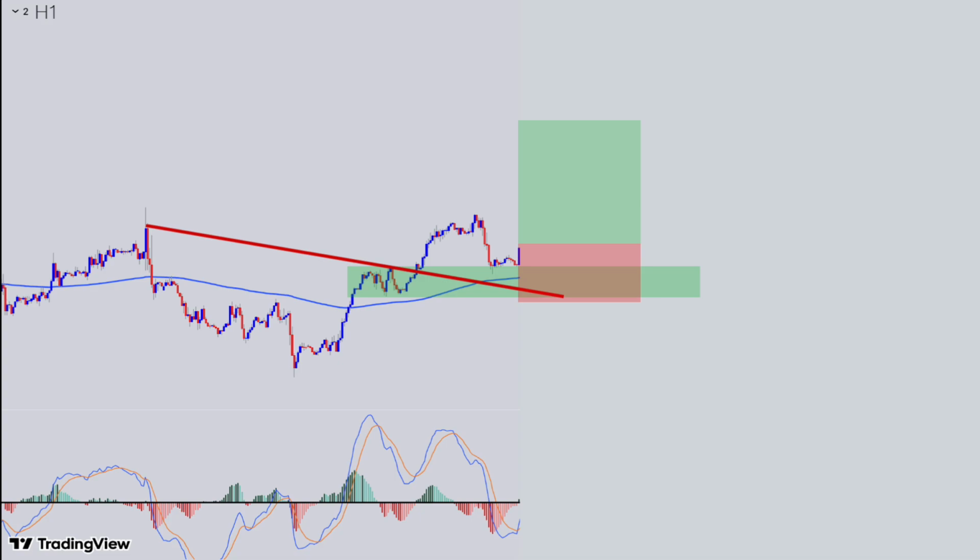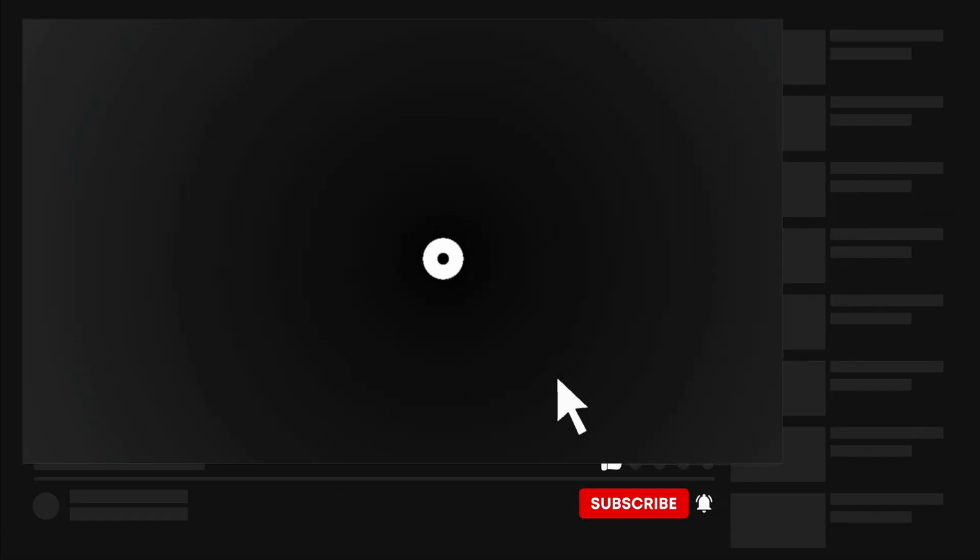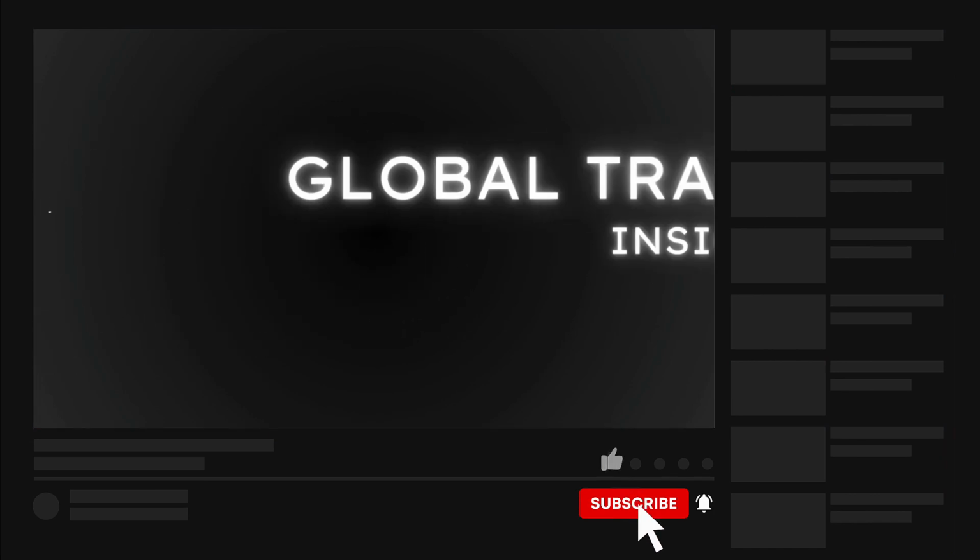This is what a high probability setup looks like when combining MACD with the 200 moving average, key support and resistance levels, and using multiple time frames. Yes, friends, I'm so excited to share everything you need to know about the MACD indicator and the strategy I've used for years.